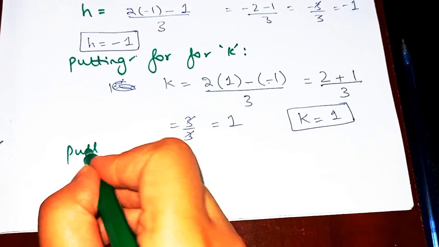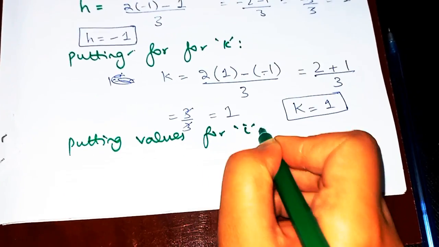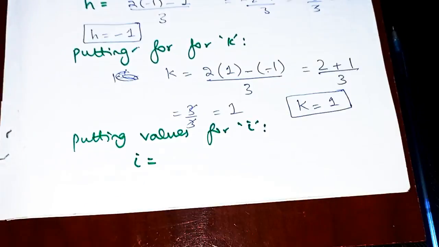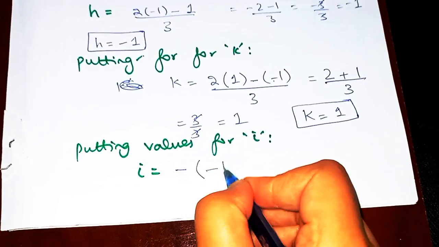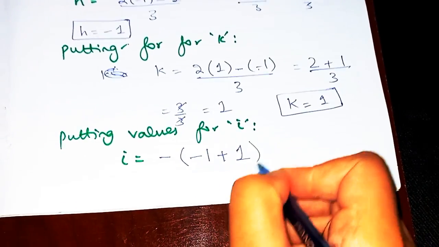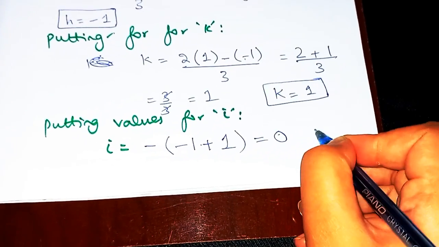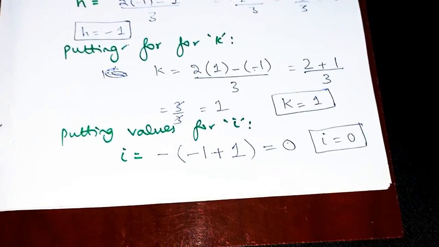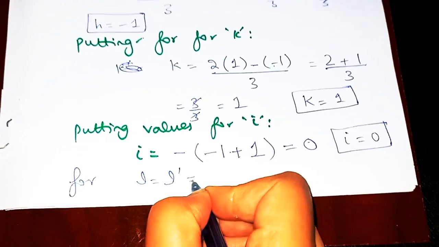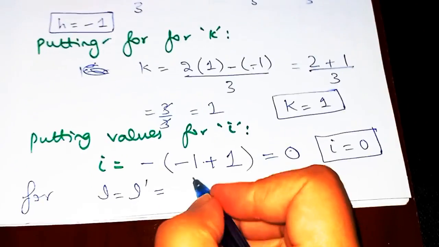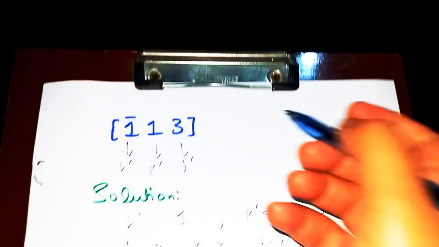Putting values for I. I equals negative of h plus k. H is minus 1 plus k, which is 1. So minus 1 plus 1 is 0. Negative of 0 is 0. So it's simply I equals 0. And L equals L prime, which is equal to 3. It remains the same.